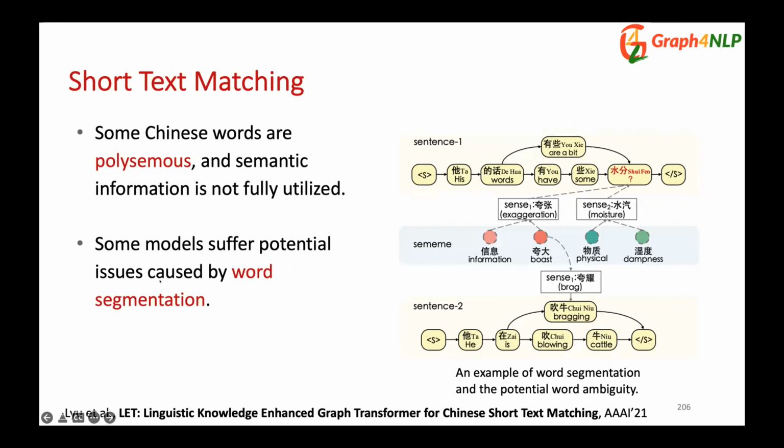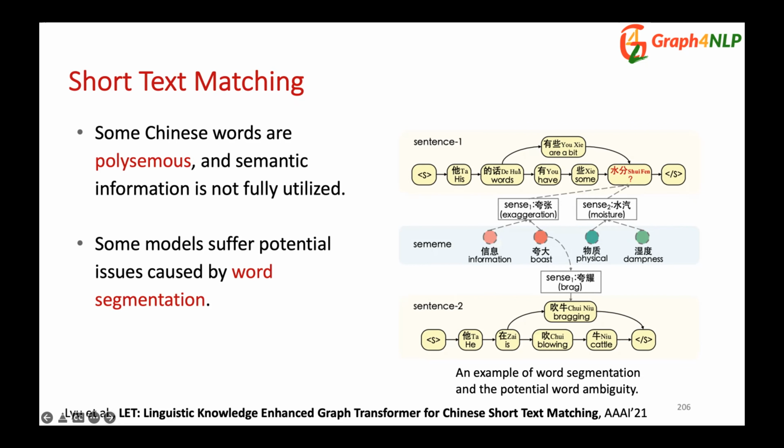For short text matching, in this work, this is for short Chinese text matching. They observe that some Chinese words are polysemous and semantic information is not fully utilized. And some models suffer potential issues caused by word segmentation. For example, in this figure, let's say this Chinese sentence means that his words have some, so this polysemy, so it can mean these words have some exaggeration, or his words have some moisture.